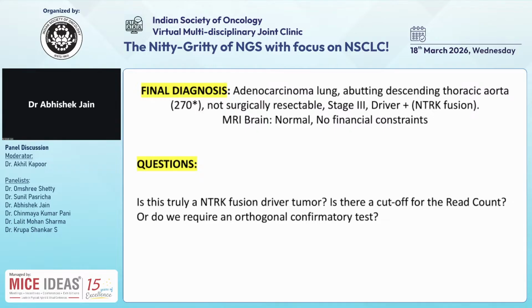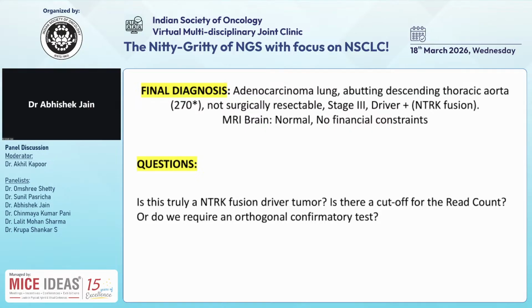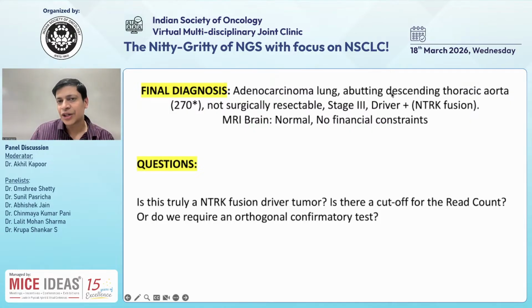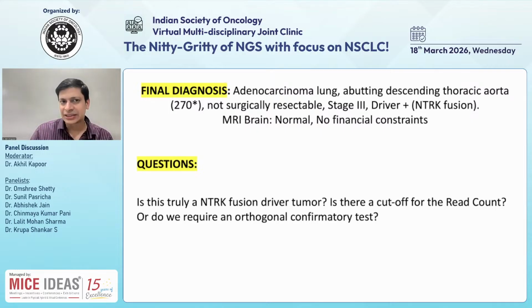Dr. Akhil, just one question. You're saying this is stage 3, not surgically resectable. Why was surgery not an option? I think it was discussed in the tumor board and it was found that there was 270-degree encasement of the descending thoracic aorta. What was the size of the tumor? As far as I remember, there was no mediastinal node. Yes, there was no mediastinal node.